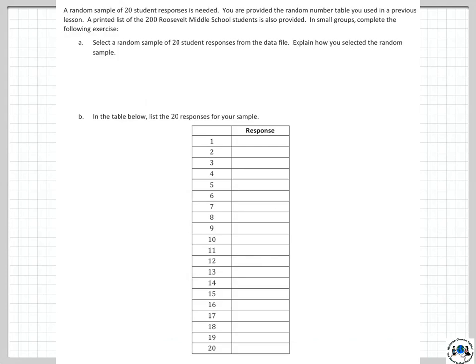We're not going to do anything in small groups. We're going to go ahead right now and select a random sample of 20 student responses from the data file. Of course, the question here too is to explain how you selected the random sample. We are going to do this with the random number generator, again right here.